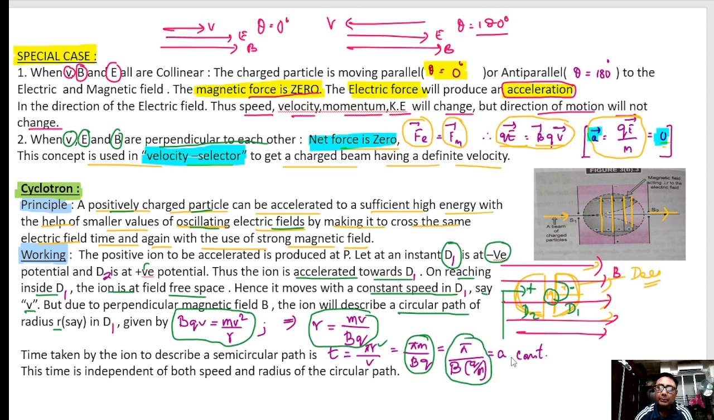Now this part is completely a constant. That means the time spent by the charged particle inside the D, either it is D1 or D2, has to be the same. That means the time taken by the particle to cover the semicircular path is independent of both speed and radius. That means the time taken to cover that semicircular path should be constant, whether it is inside D1 or inside D2. So now what happens?